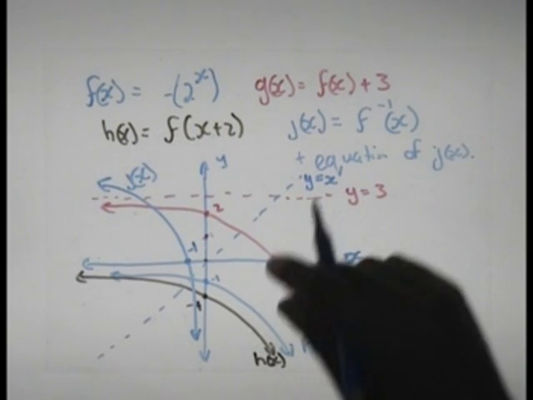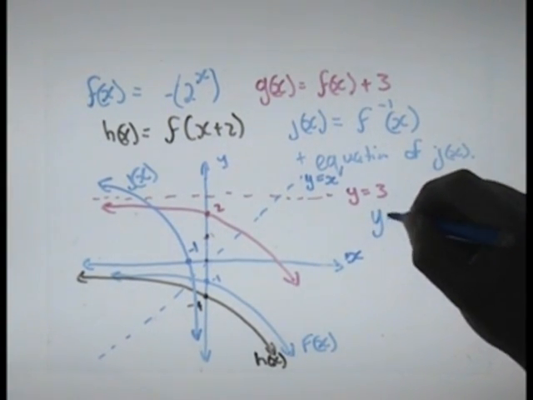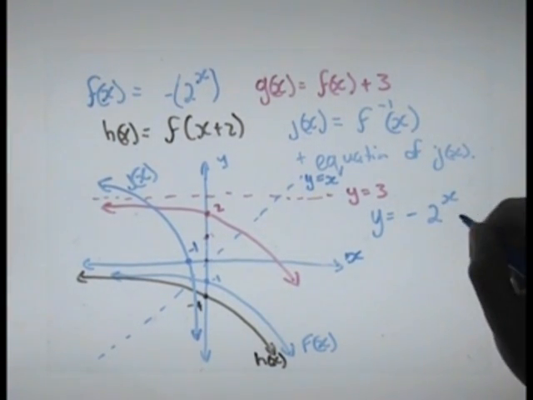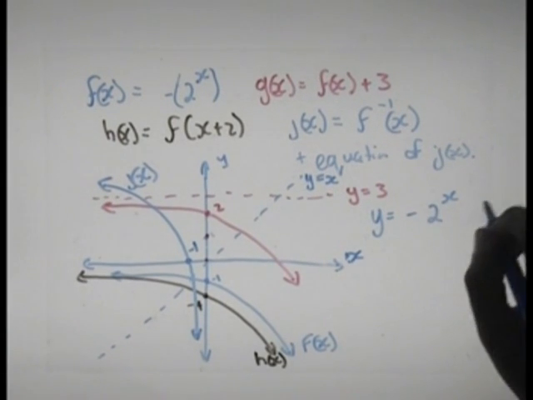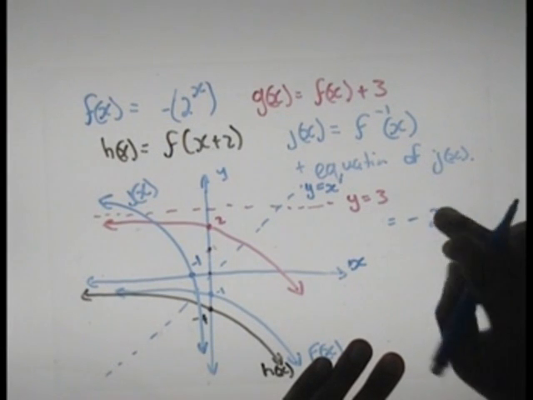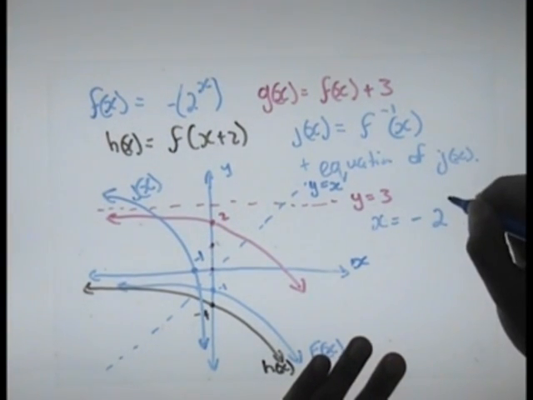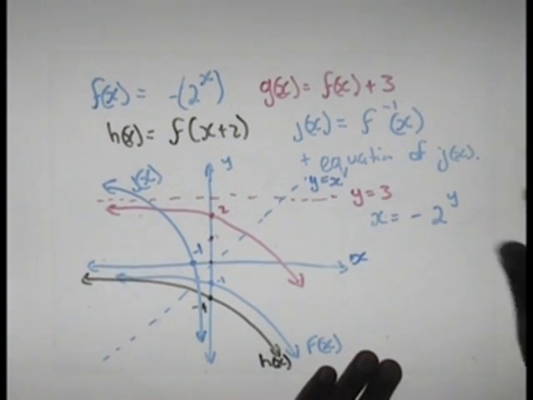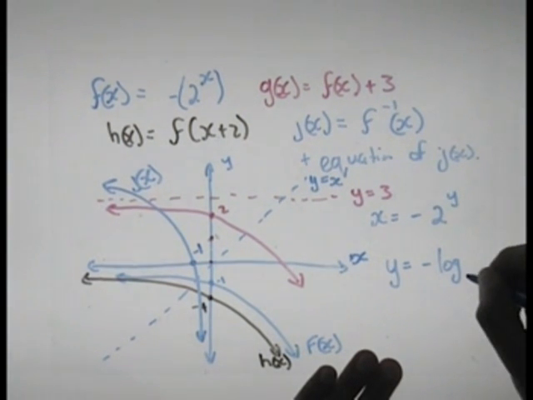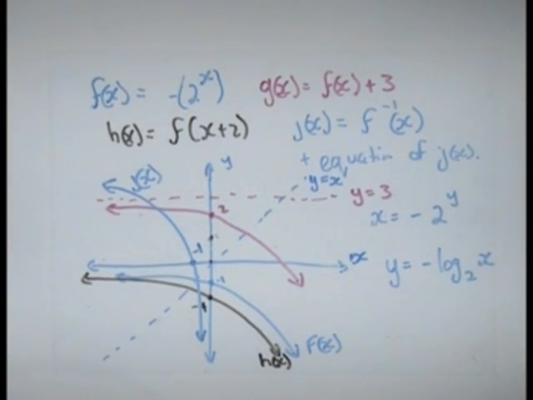We are now looking for the equation of j of x. Remember, the equation of f of x was basically y is equal to -2 to the power x. To get the inverse means that we are going to swap these two around. That means that x is equal to -2 to the power y, which means that y is equal to negative log base 2 of x. All we've done is we've swapped it around. We've inverted it.